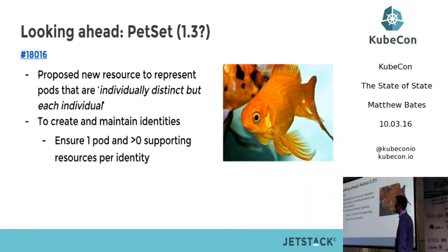Looking ahead, what we've got coming in 1.3, at least I hope it will arrive in 1.3, is the ability to create pets, so sets of pets. Pets are still important, as we can see with databases here. We do have a good case for them. And the proposal there, 18016, is probably worth reading.